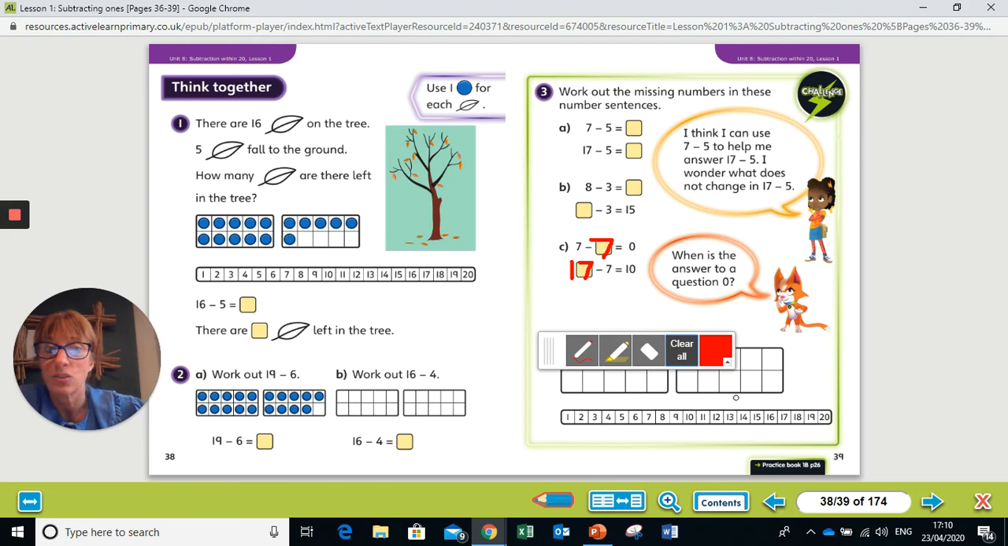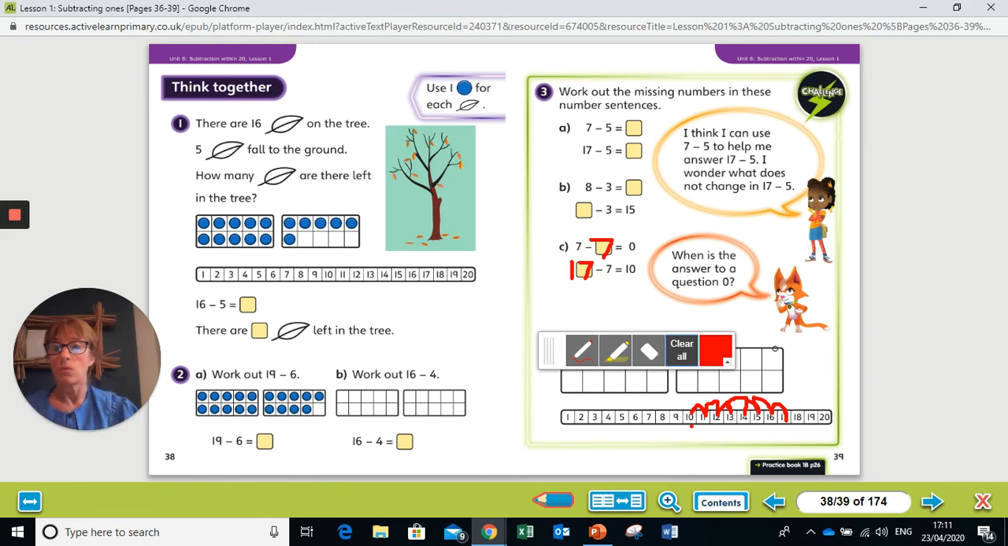17. Let's try it on the number line. Start at 17, take away 7, 1, 2, 3, 4, 5, 6, 7. Our answer is 10. 17 take away 7 equals 10. Some of those challenge ones are quite hard, but it's just practice.